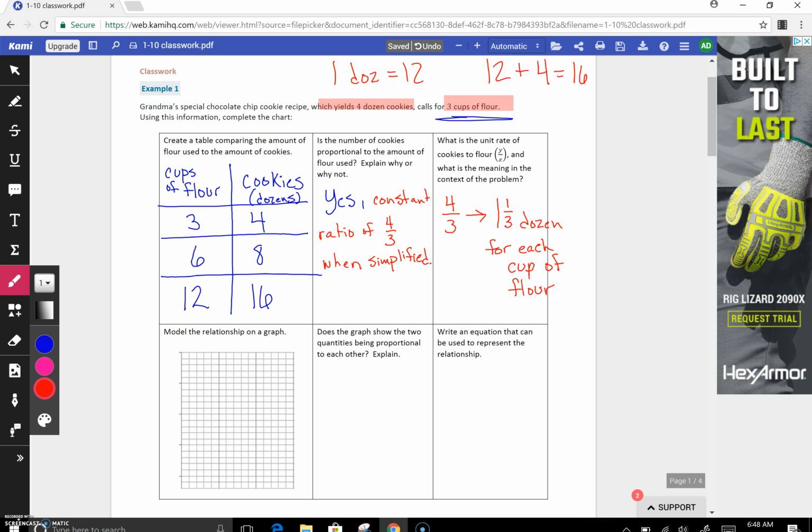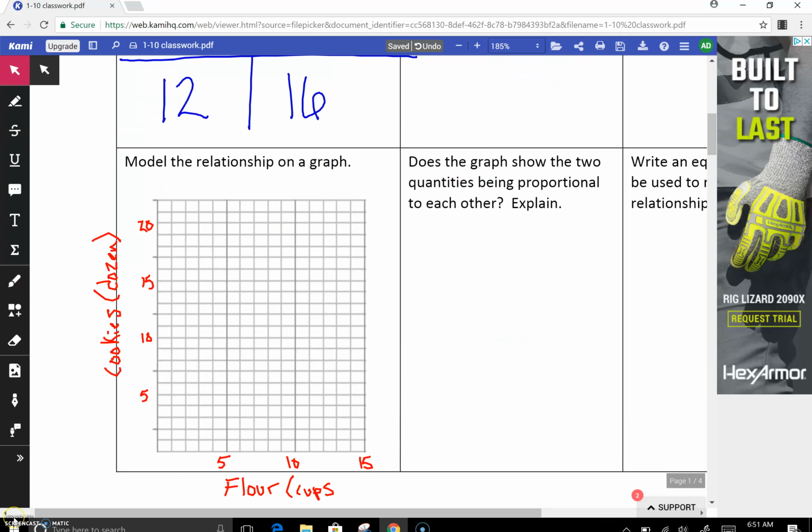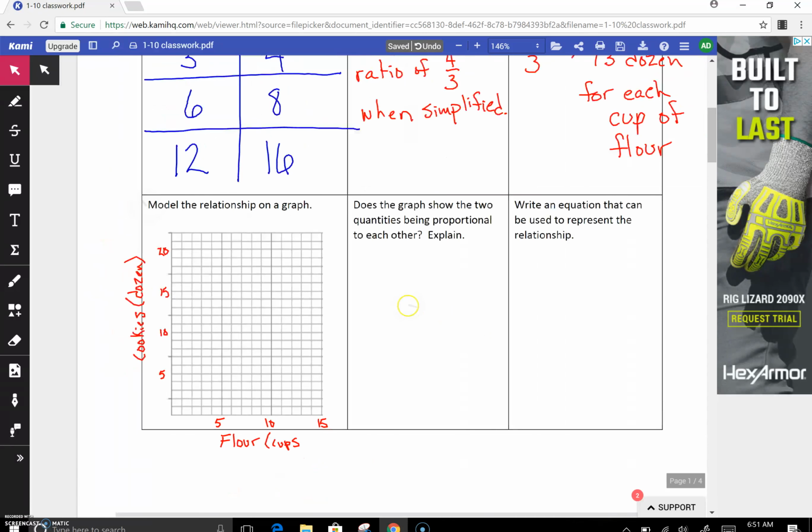Looking down to the graph, model the relationship on a graph. So we're going to set that graph up, and we're going to put on some ordered pairs. Okay, so record your graph the way you see mine. You'll have to pause to do that. And then we're going to add in the values from the table.